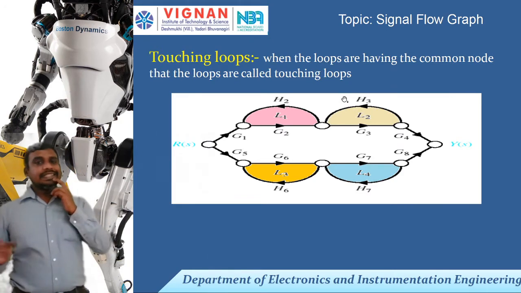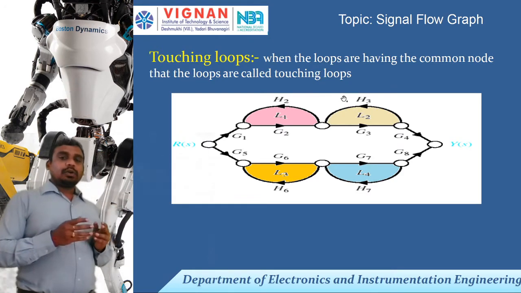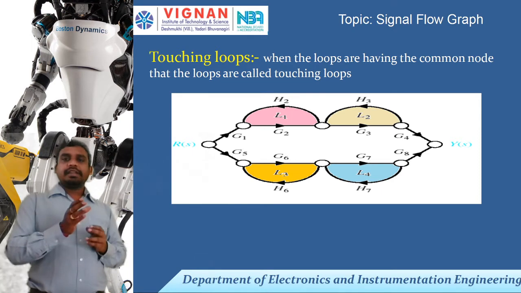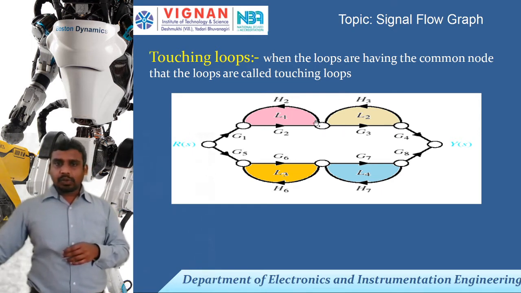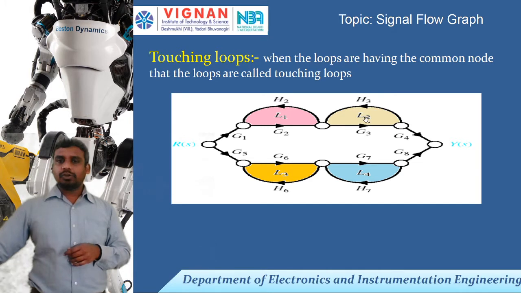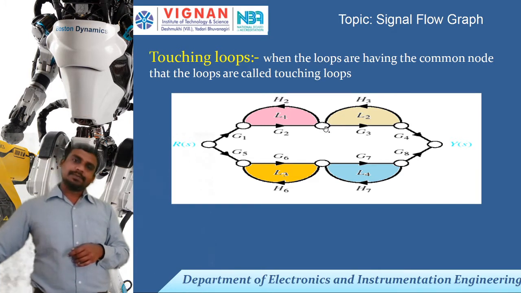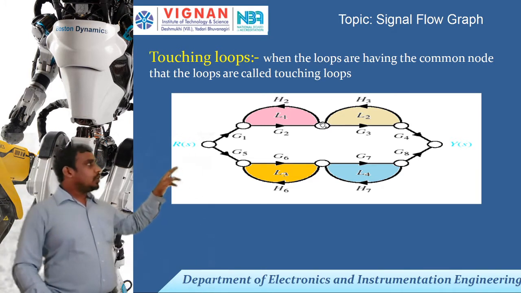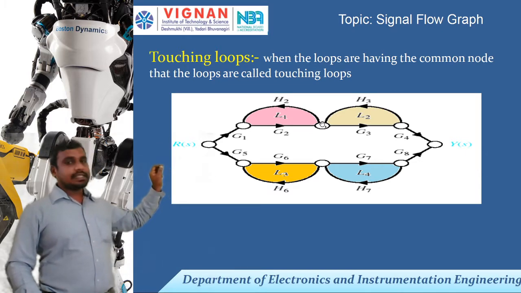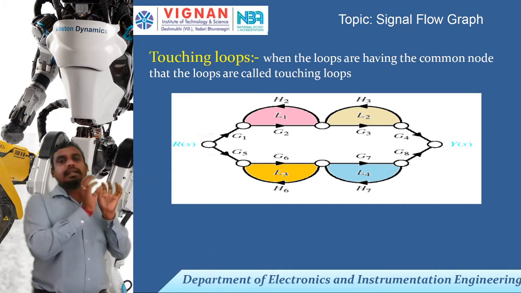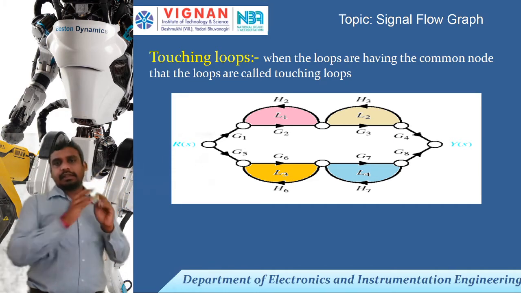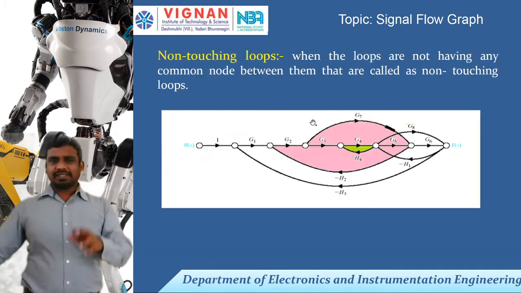Coming to touching loops, when two loops have a common node, as you see in this diagram, this is the common node where two loops are touching. This is a different loop, and this is a different loop, but the two loops touch at the same node. Those loops are called touching loops, right?